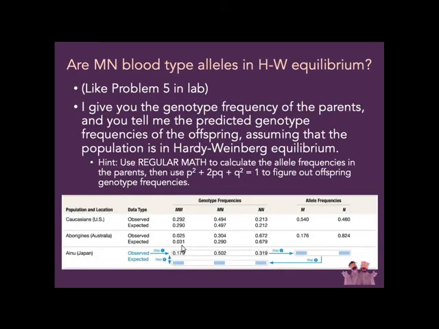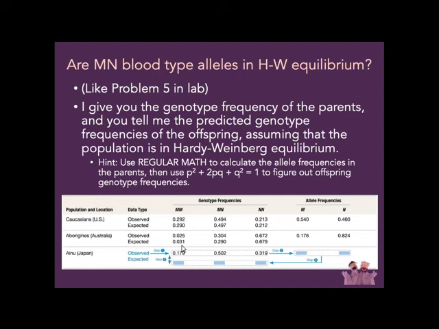So people were curious to know whether MN blood types, or the alleles for MN blood types, are in Hardy-Weinberg equilibrium. Okay, so this problem I'm going to give you is kind of like problem 5. Remember in lab I gave you 6 types of problems? So this is like problem 5 of the 6 types of problems. This is a problem in which I give you the genotype frequency of the parents, and you tell me the predicted genotype frequencies of the offspring, assuming that the population is in Hardy-Weinberg equilibrium.